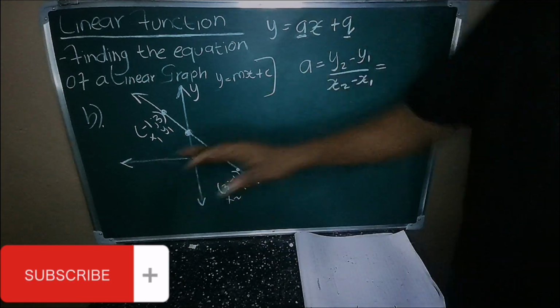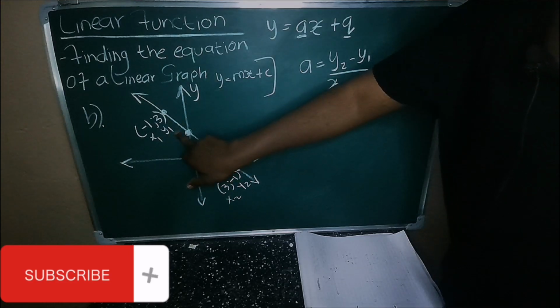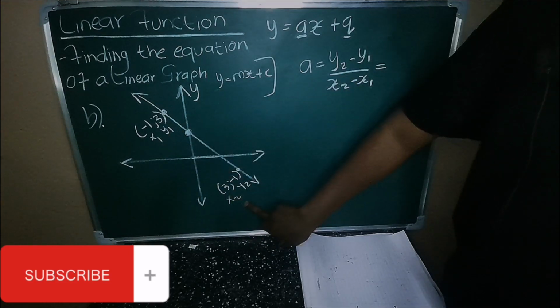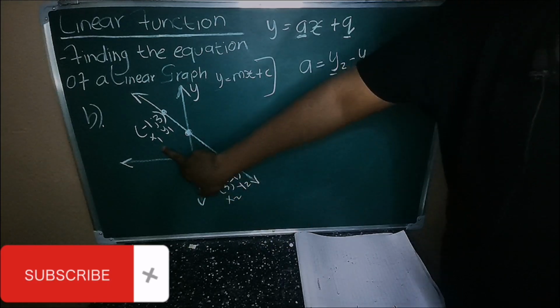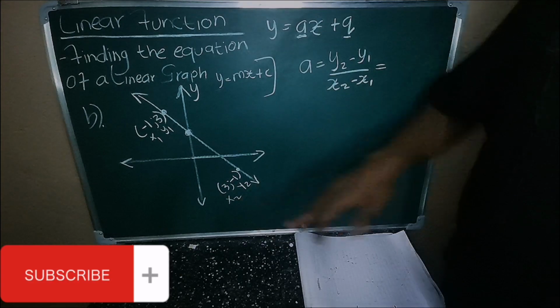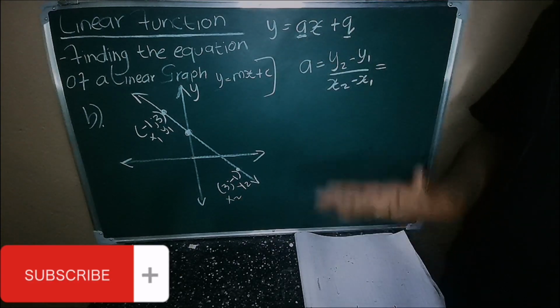So you cannot have x1, y2. It must be x1, y1. You must not repeat x1 again on this part. It must be x1, y1, x2, y2, or x2, y2, x1, y1. Simple as that. X coordinate, y coordinate, x2, y2.